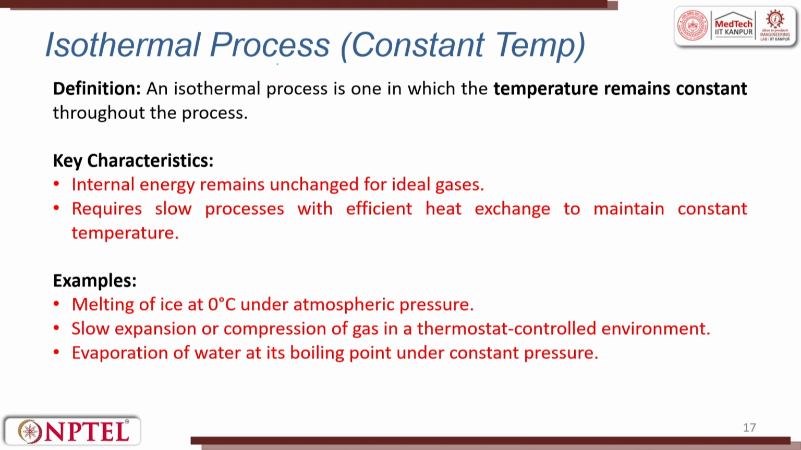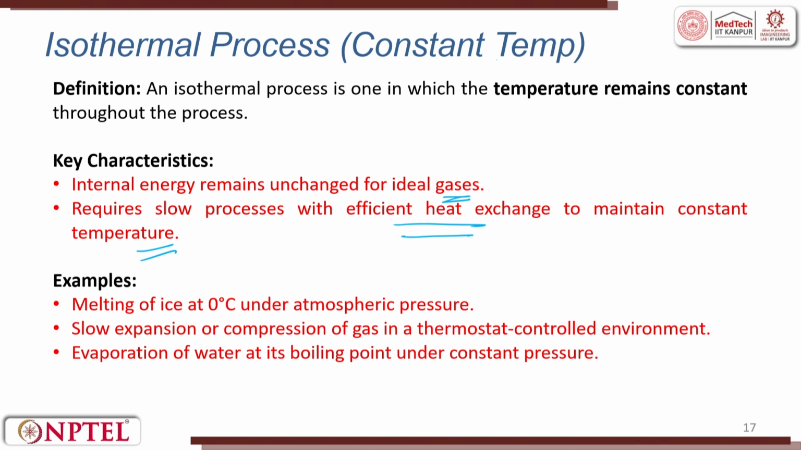Now let us look at the isothermic process or isothermal process, which is nothing but constant temperature. An isothermal process is one in which the temperature remains constant throughout the process. So here the internal energy remains unchanged in an ideal gas. It requires a slow process with efficient heat exchange to maintain constant temperature.